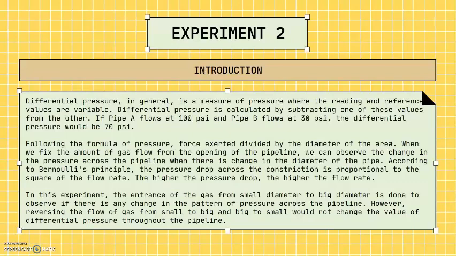So basically in this experiment, the entrance of the gas from small diameter to big diameter is done to observe if there is any change in the pattern of pressure across the pipeline. However, reversing the flow of gas from small to big and big to small will not change the value of differential pressure throughout the pipeline.